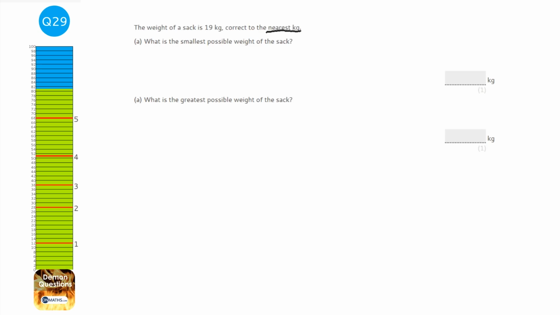So the first diagram I draw out is just a line, and I put 19 in the middle. And I think to myself, right, what was the next one down that it could have been? If it wasn't 19, if it was less, what's the next one down it could have been? Well, the next one down would be 18. And then I think, well, what's the next one up it could be? Well, it could have been 20. It's not 18 or 20, it's 19.